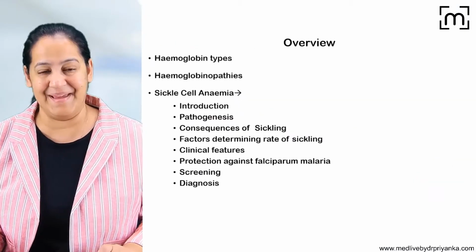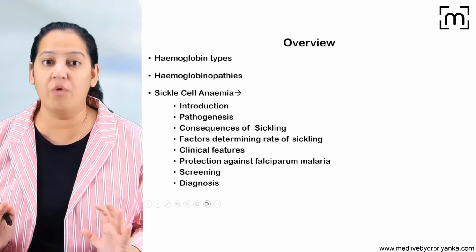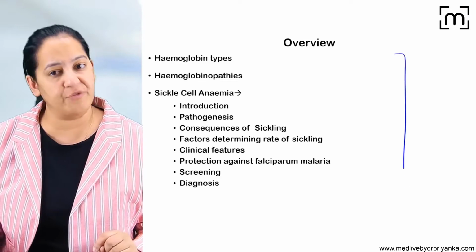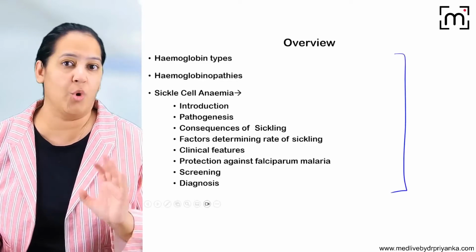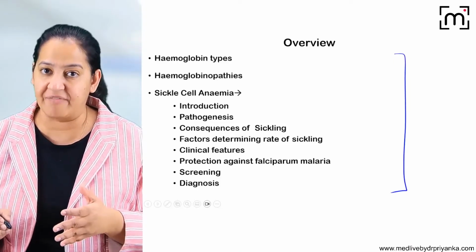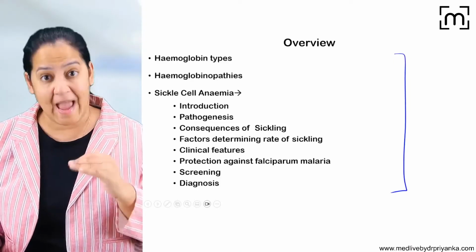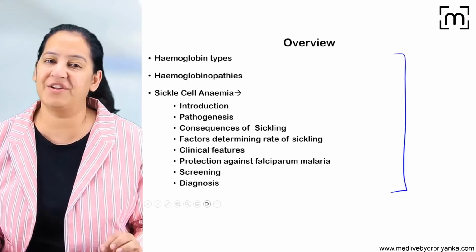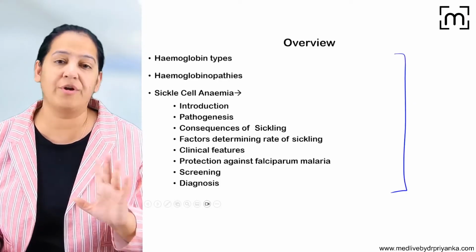Sickle cell anemia. So first of all, have a look on the overview. If it is coming for a long question, you have to frame your answer under these headings. So learn the overview, because whenever this comes as a long question, you don't start writing like a paragraph. First frame your answer under these headings, then start writing it in your university exam if you want to get a gold or distinction.